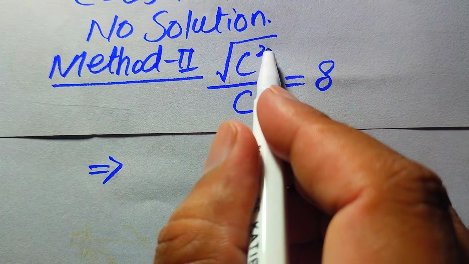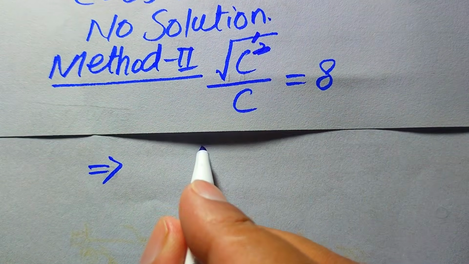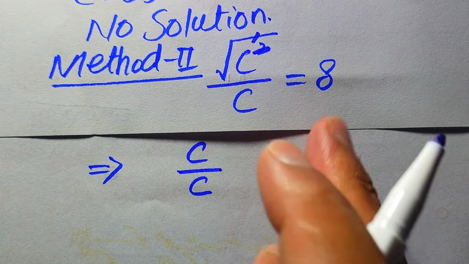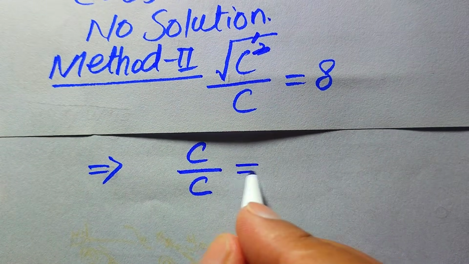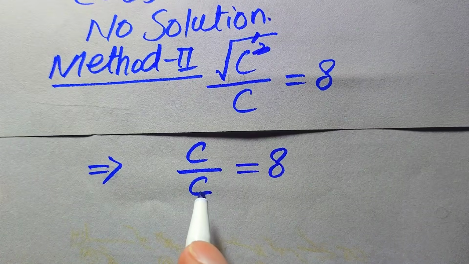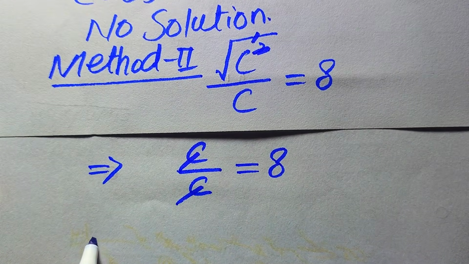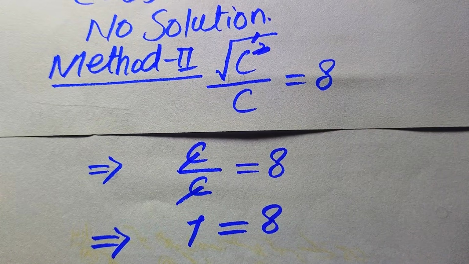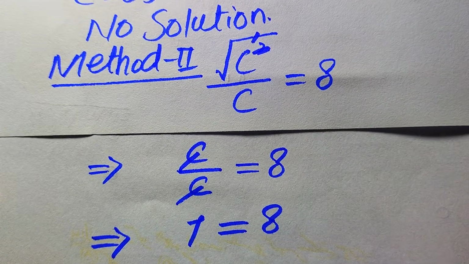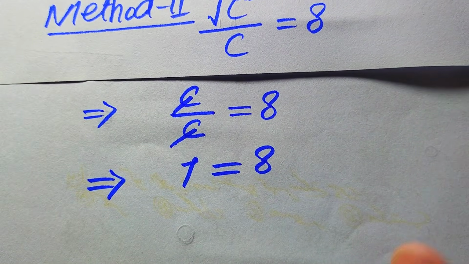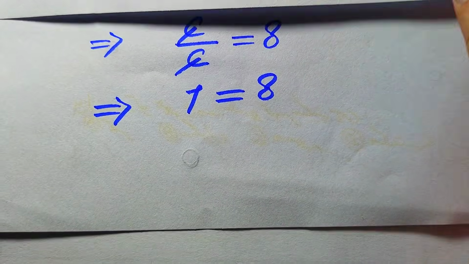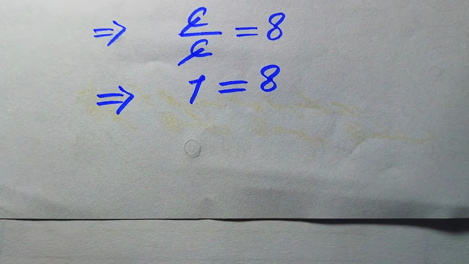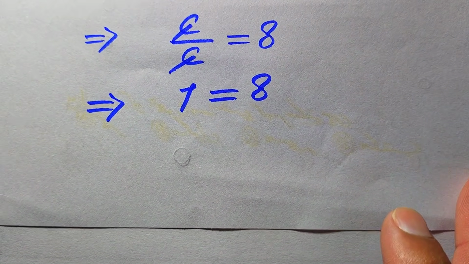Here you see that this 2 and this square root cancel out each other, and we get the remaining values c divided by c is equal to 8. You see that the c and the c cancel out each other, and we get on the left hand side 1 equal to 8. So if 1 is equal to 8, this means that the value of c again does not exist.